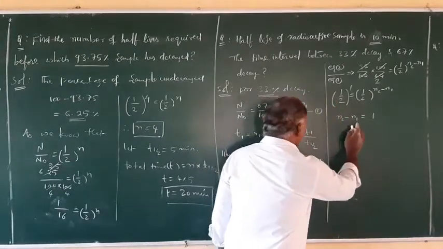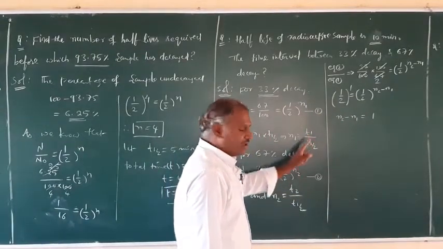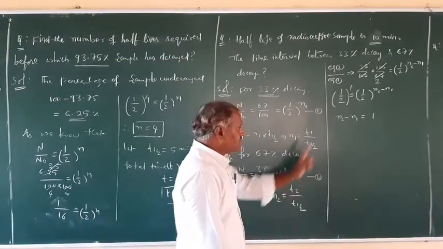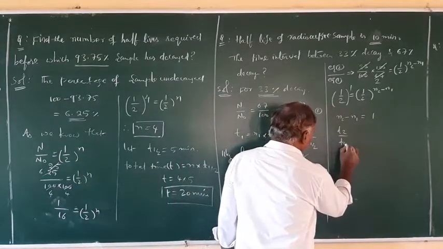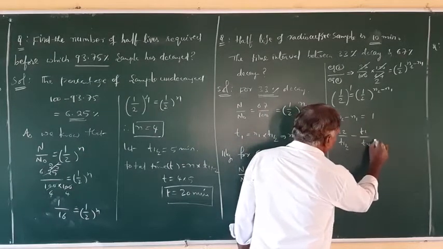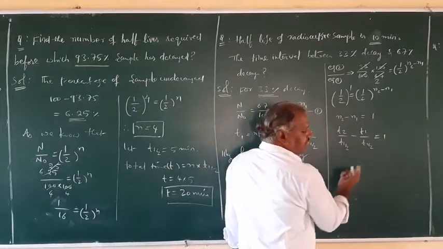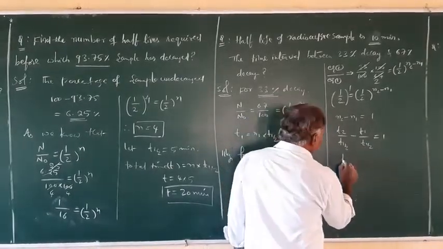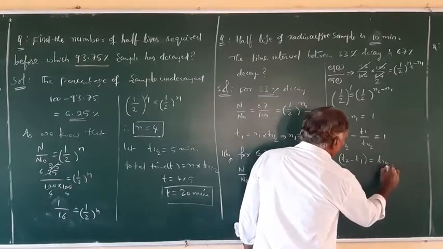But what about n2 and n1? So here n2 is equal to this value, and n1 is equal to this value. You just put these n2, n1 values in this. Then what I can write here is t2 by t half minus t1 upon t half is equal to 1, right? So here taking 1 by t half common, I can take this as t2 minus t1 is equal to t half itself.